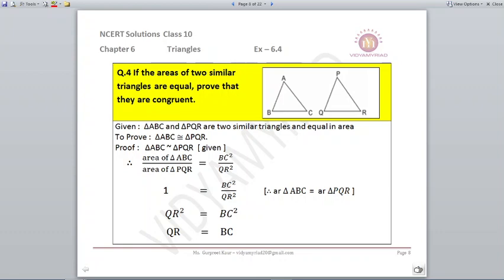Question 4. If the areas of two similar triangles are equal, prove that they are congruent. Now we are taking two triangles ABC and triangle PQR which are similar triangles and their areas are equal.